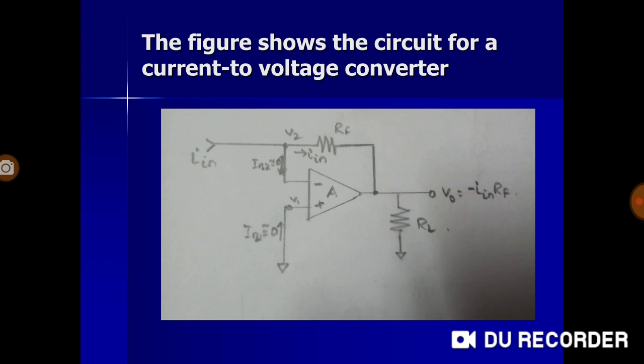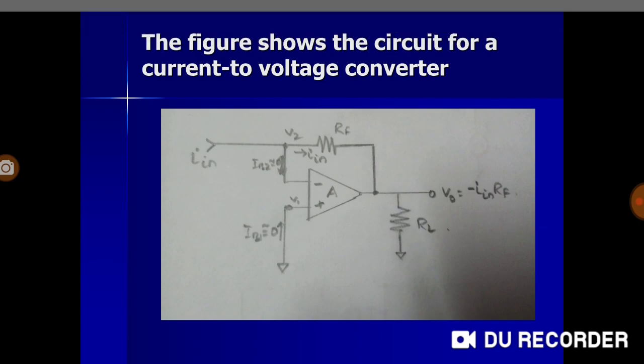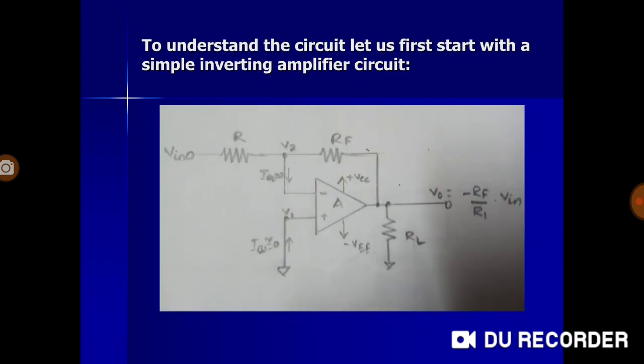Now to understand this, let us simplify the circuit, or let's just start with the inverting amplifier circuit, the usual ones that we have been doing. Here we have perhaps seen that the input voltage is applied to the inverting input terminal through the resistor R. RF is as usual connected between the inverting input terminal and the output terminal. The non-inverting input terminal is grounded and the load is connected between the output and the ground.